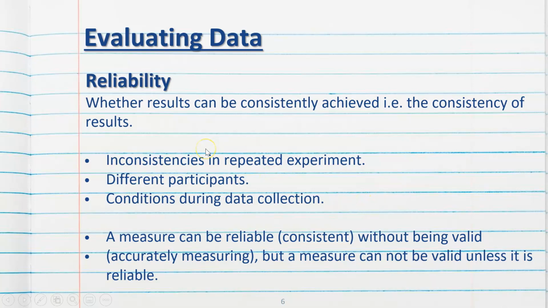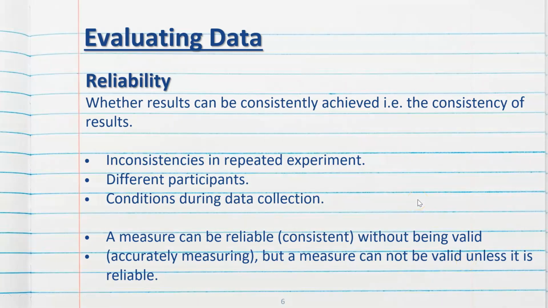So a general rule in psychology is a measure can be reliable without being valid, but a measure cannot be valid unless it's reliable. So what that means is that we can get consistent results, but consistently wrong results.